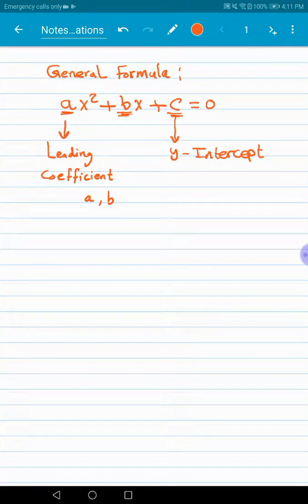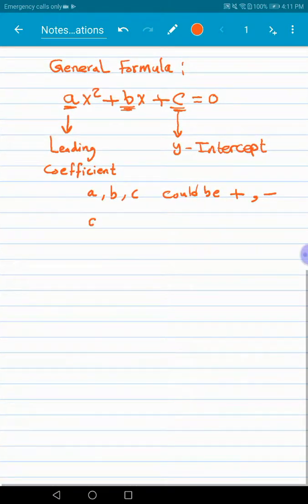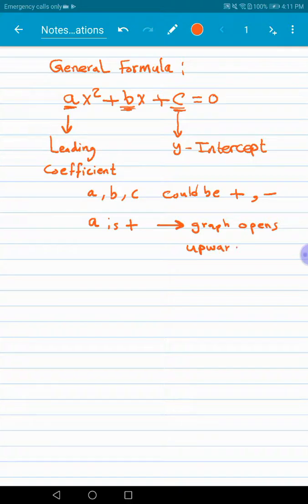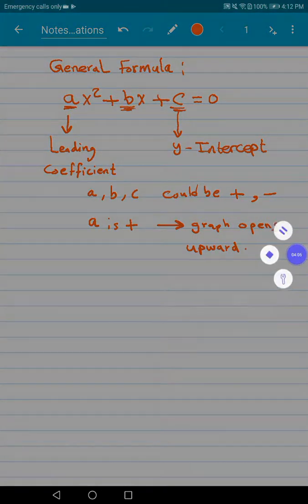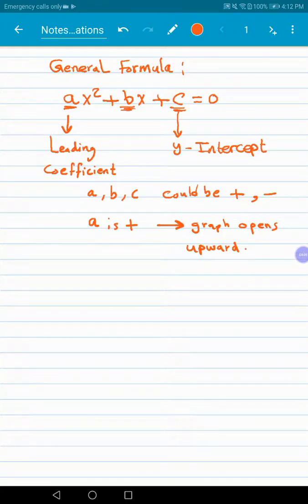A, B, and C could be positive or negative. Now, if A is positive, then the graph opens upward. So if A is positive, the graph opens upward. This will be the shape of the graph of the quadratic equation.